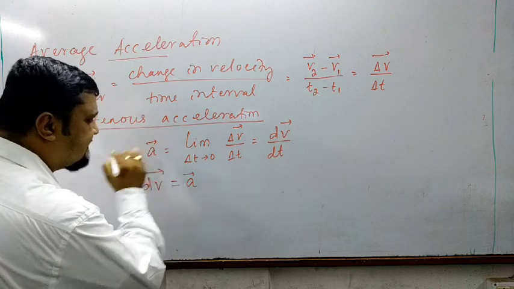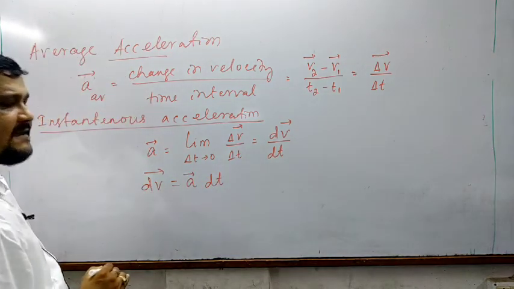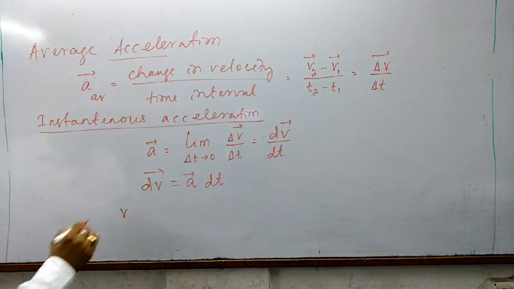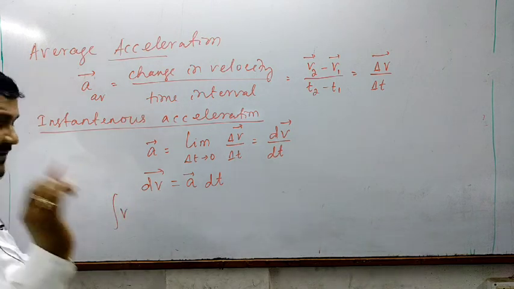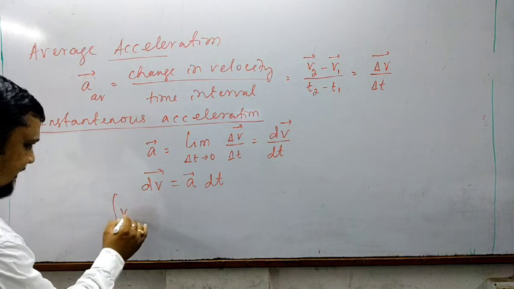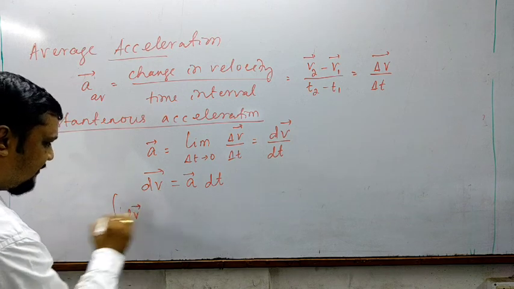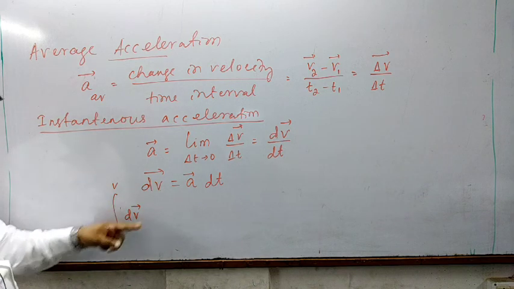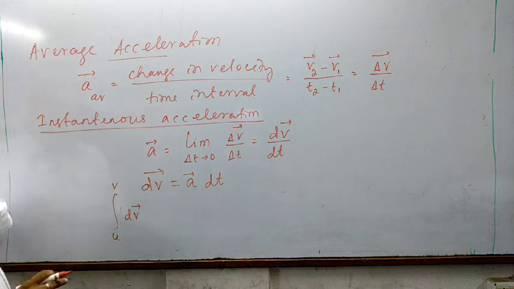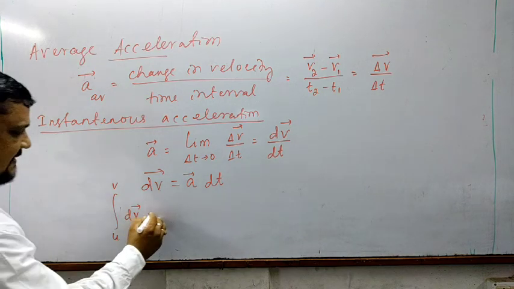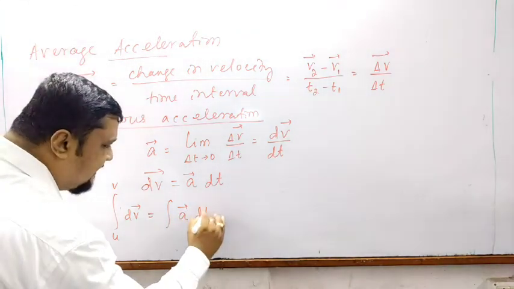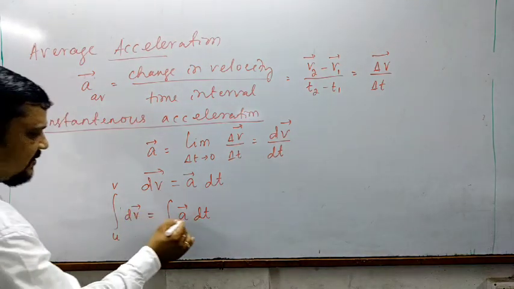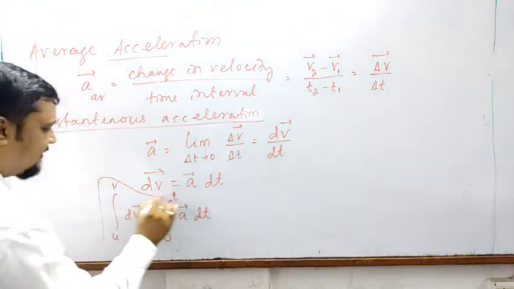From here we can also say that dv is equal to a dt. Yes, this is also a formula. If I want to find the velocity at a particular time, I integrate dv. Suppose velocity changes from u to v, with time t1 equal to 0, at time 0 the velocity is u, and at time t the velocity is v. From here you can also calculate like this.